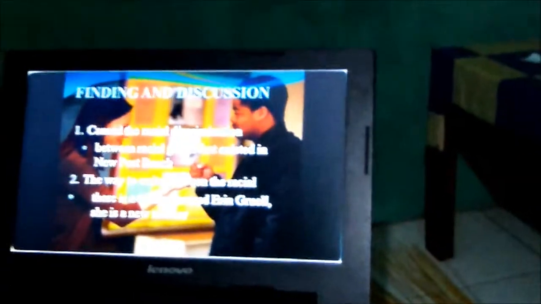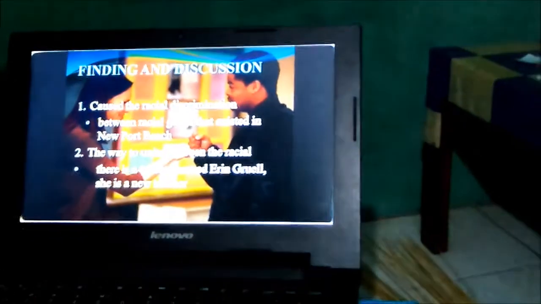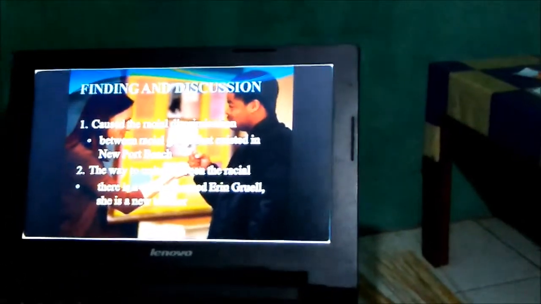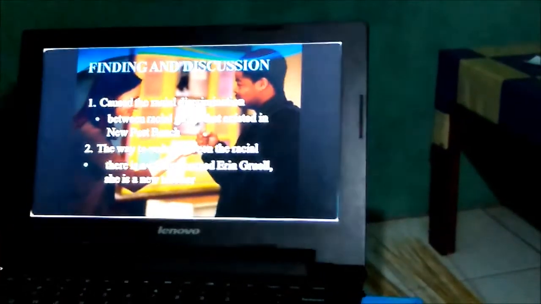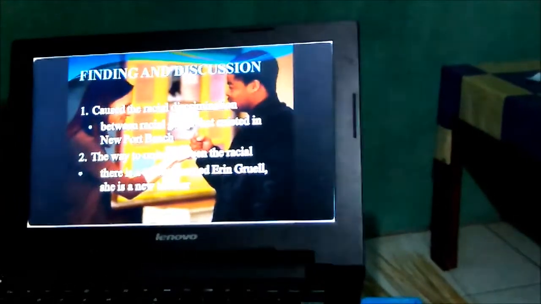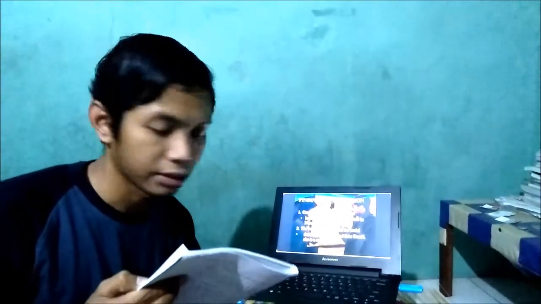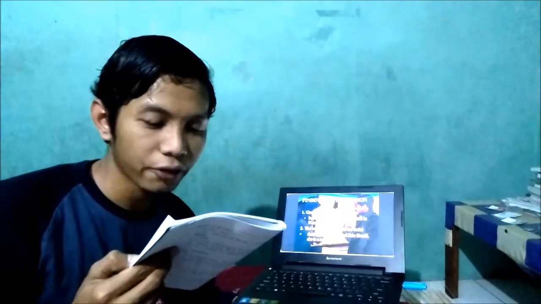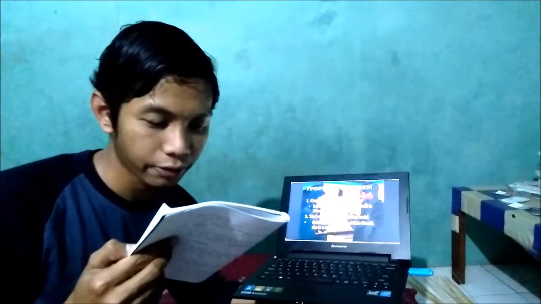And next, finding and discussion. Finding and discussion has two parts, namely the first, the cause of the racial discrimination. The cause of the racial discrimination is the racial gangs that existed in Newport Beach, and when they are in class they sit according to their race. Many of their friends were victims of racism, and they don't have good ethnic relations.